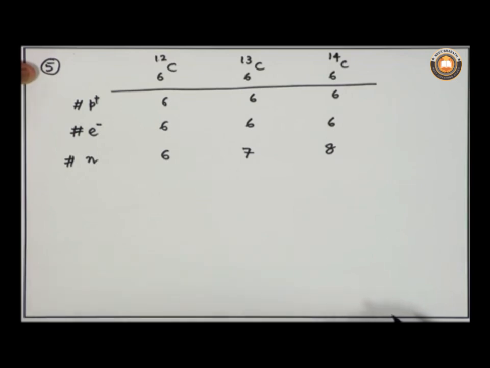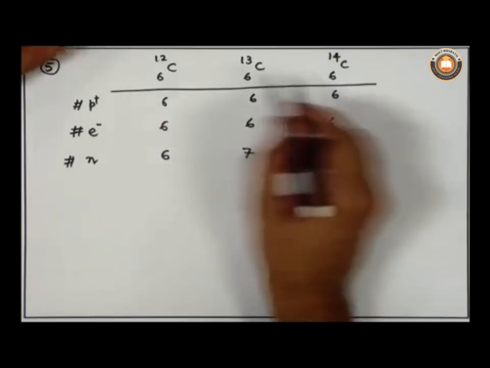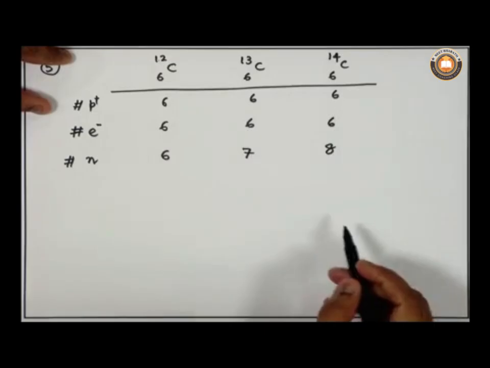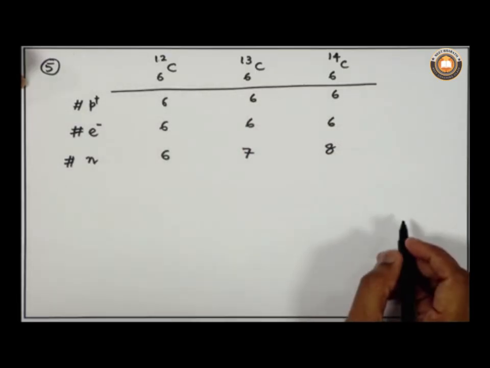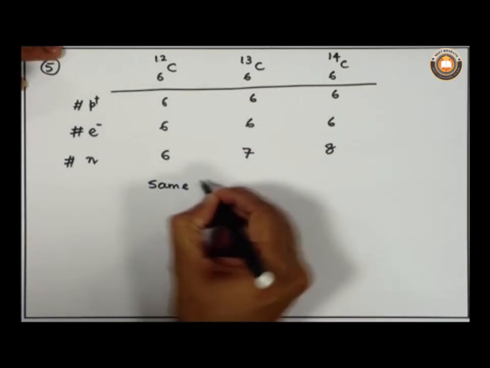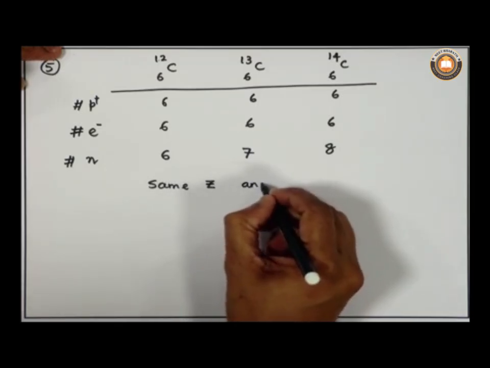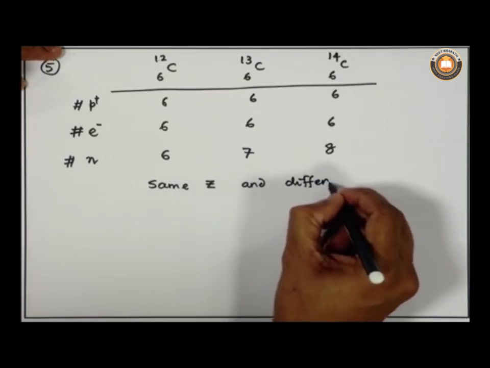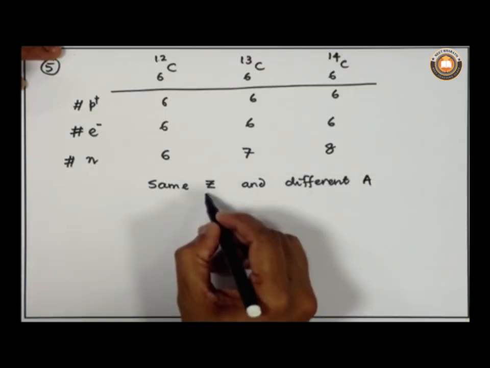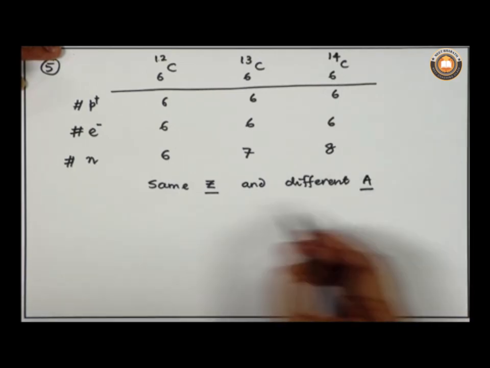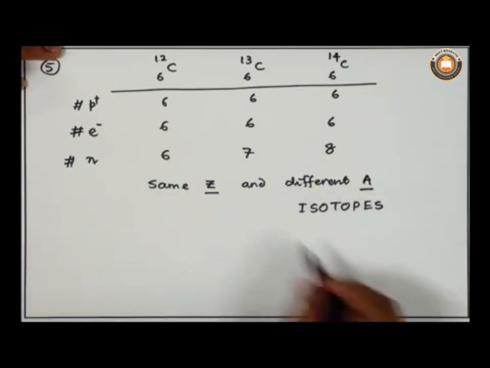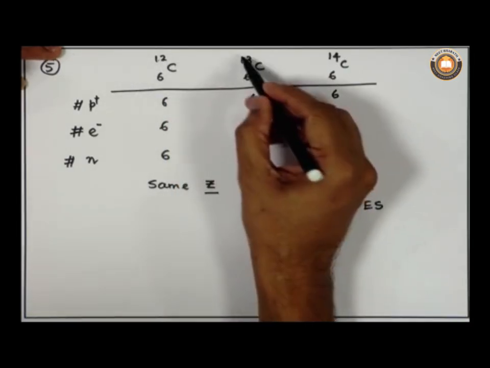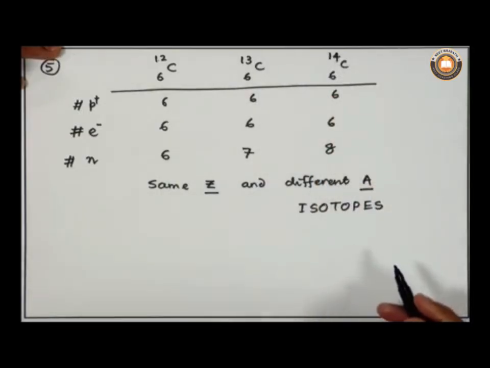Now, what we see here is that there are 3 different elements. They have the same value of Z, they have different values of A, and that is happening because they have different numbers of neutrons. When 2 or more elements have the same Z and different A, that means same atomic number, different mass number, we call them isotopes. So, carbon 12, carbon 13, carbon 14 are 3 different isotopes of carbon.